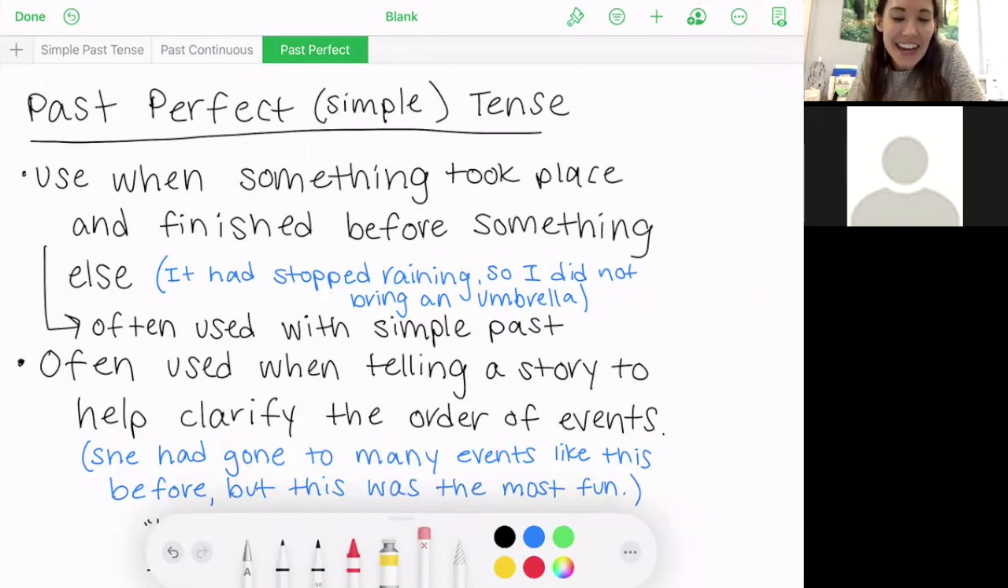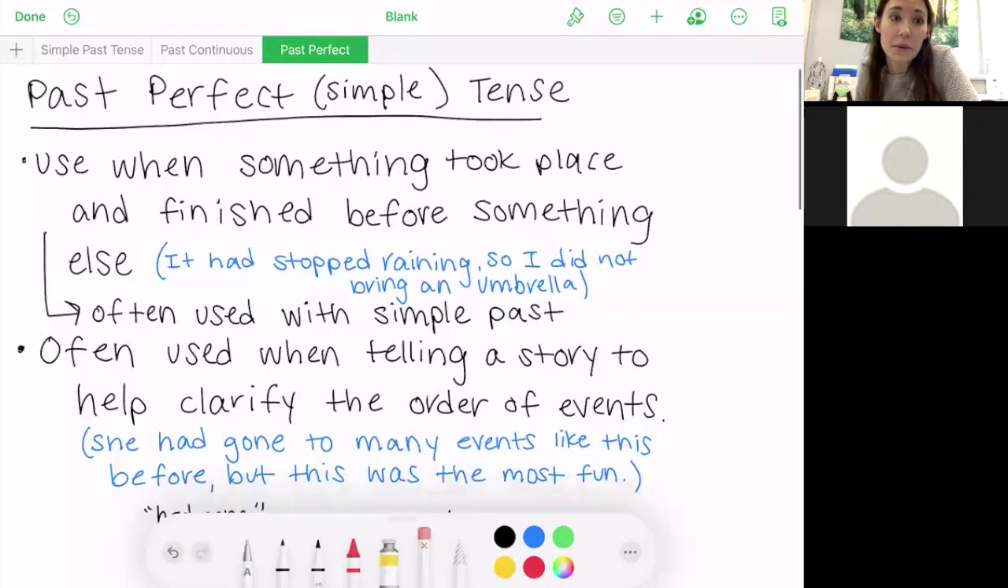Hi, everyone. So today we're going to do a quick review of the past perfect tense. We've looked at the past continuous tense and we've looked at the simple past tense. So this is our third past tense form in English, and we've got some unique things about this one. Let's review it and see if we can compare it to ones that we already know.